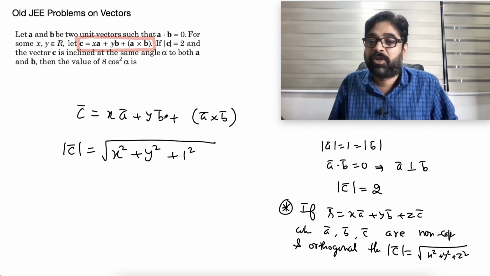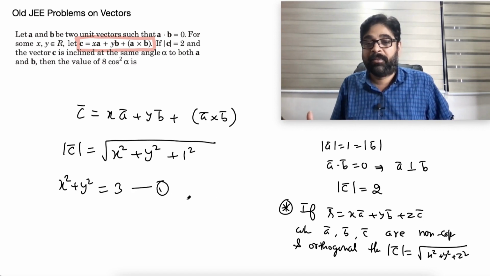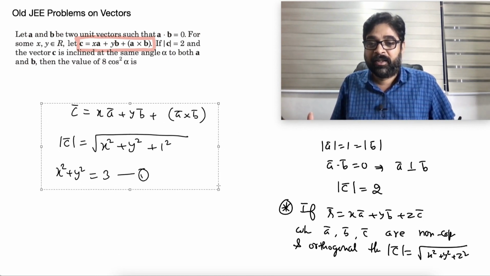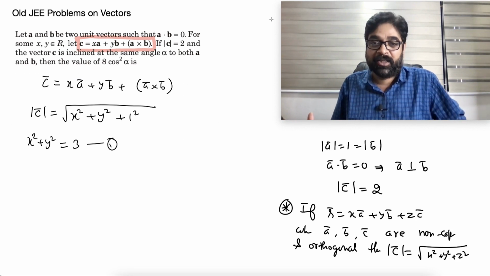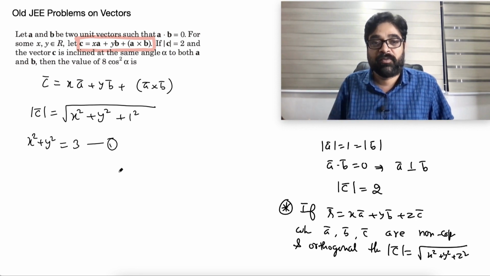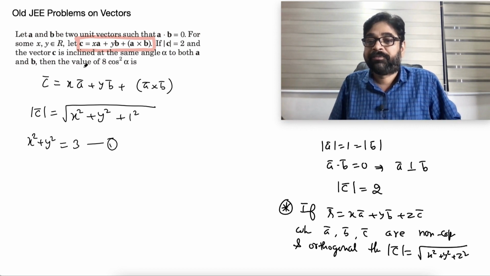Now the question is nearly over, I don't have to solve anything. Mod C equal to 2 is given. Square both sides, so we get x square plus y square plus 1 equal to 4, which means x square plus y square equal to 3. This is the one piece of information I got. I don't expect that I will write every step and explain it to you. You are viewing this video after practicing. Whenever I solve a question, before solving it, I always pause and try the question once again. So x square plus y square equal to 3. This is what we got. Now, they are saying vector C is inclined at the same angle alpha with both A and B.